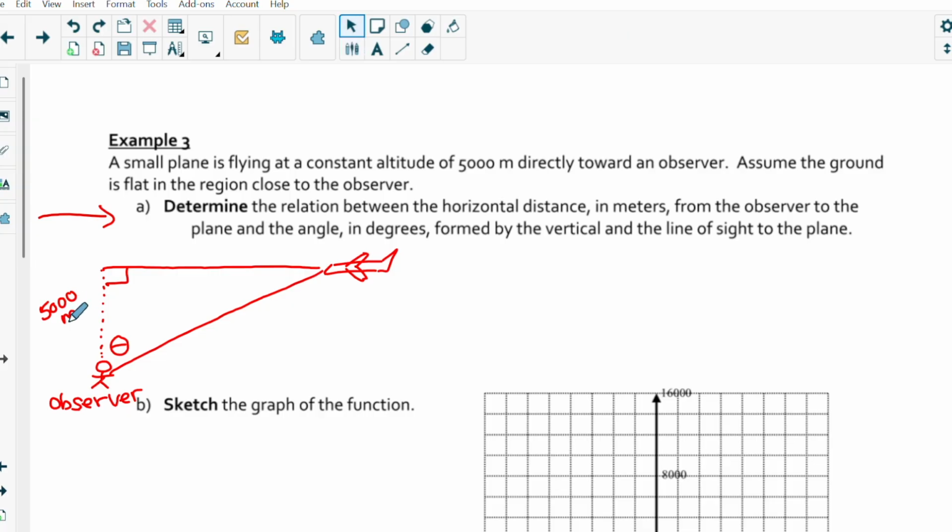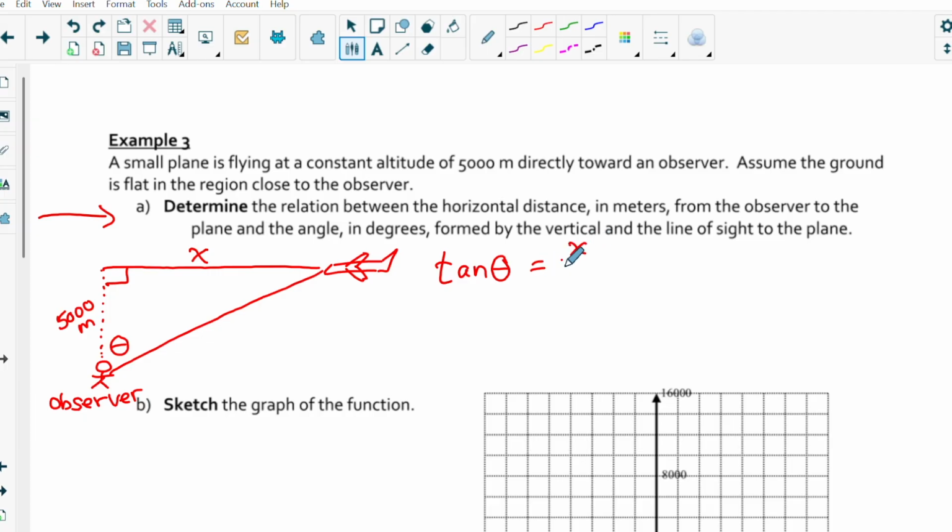And so we've defined this distance as x. Right? So if I do my tangent ratio, let's get our tangent function, our equation here. Tangent of theta is opposite over adjacent is x over 5,000. Okay? So x equals 5,000 tangent of theta.